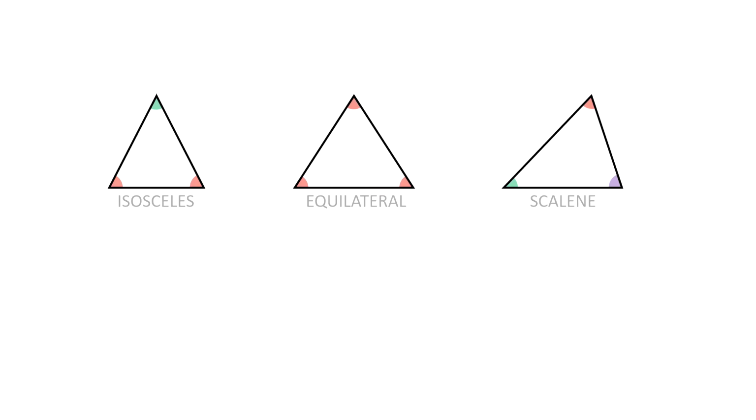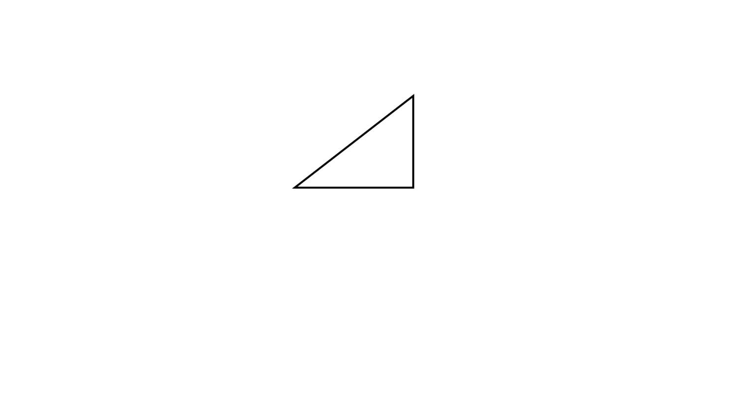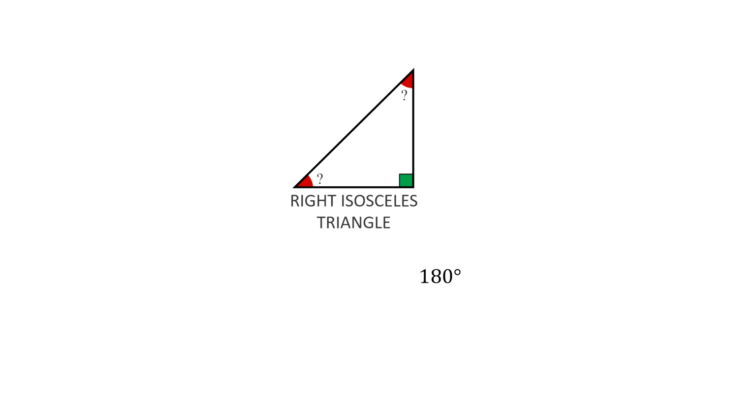By angles, we have acute, all angles under 90 degrees. Right, exactly 90 degrees angle. Obtuse, one angle greater than 90 degrees. Sometimes they overlap. Take a right isosceles triangle. It has 90 degrees angle and 2 equal sides. Since the total must be 180 degrees, those remaining 2 angles must be 45 degrees each.